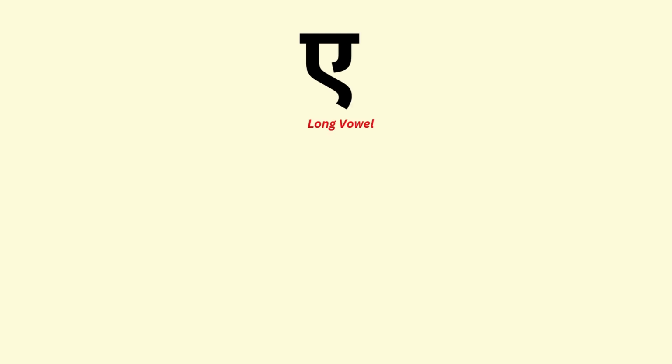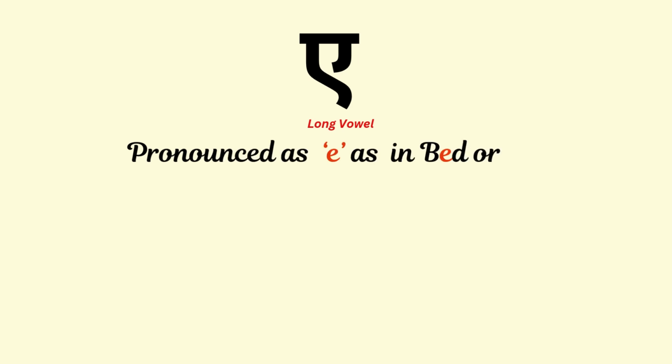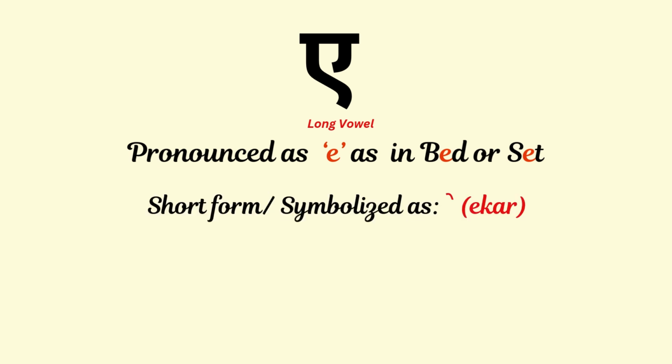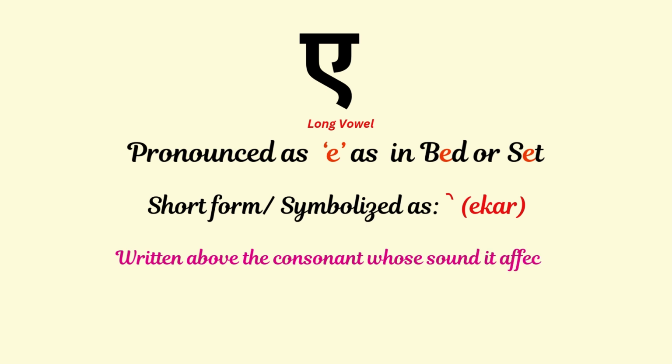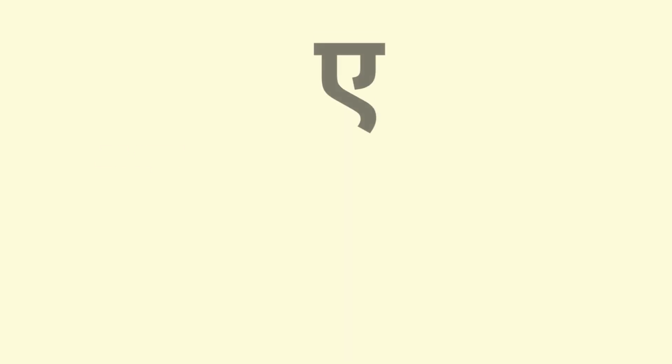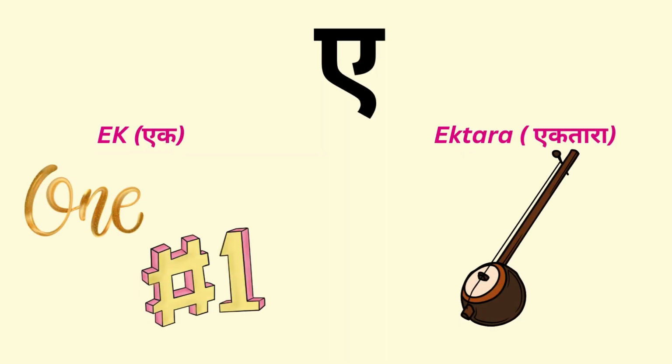Words starting with Oo are oot and oon. Then comes Ae. Ae is pronounced as the E in the word bed or set. It's a long vowel and is represented by this symbol, which is written above the consonant whose sound it affects. For example, ke or me. Words starting with Ae are ek, that is one, and ektara, that's a single string musical instrument.